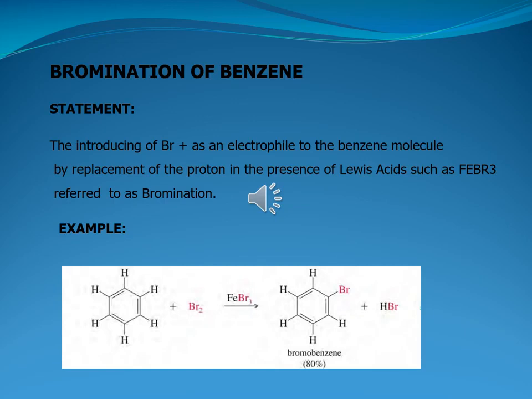In the example, you can see that when the benzene molecule is treated with bromine in the presence of the Lewis acid iron tribromide, we get the final substituted product, bromobenzene, along with the formation of a side product, hydrogen bromide. So halogenation or bromination is carried out in the presence of Lewis acids because they activate the reaction.